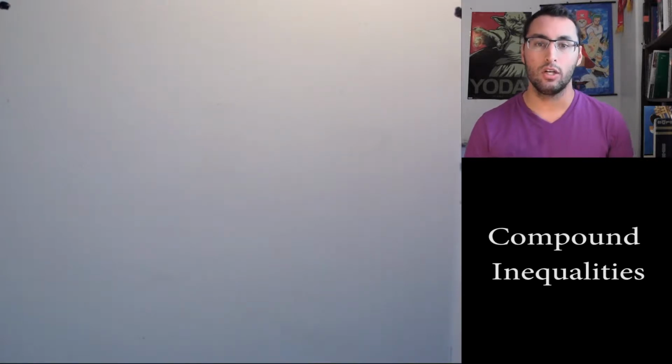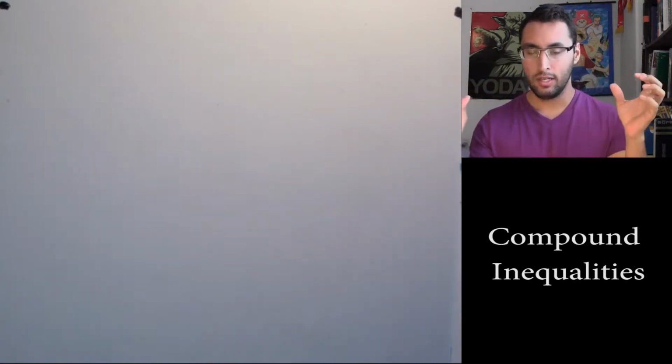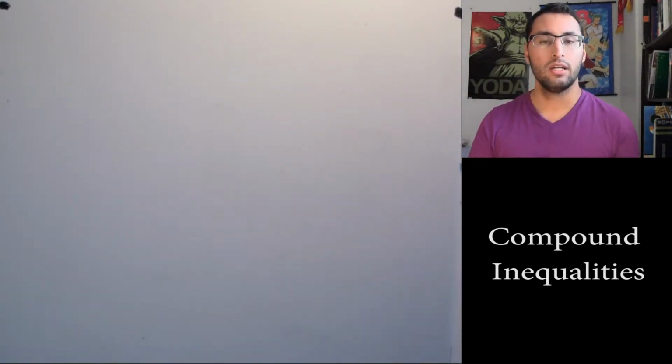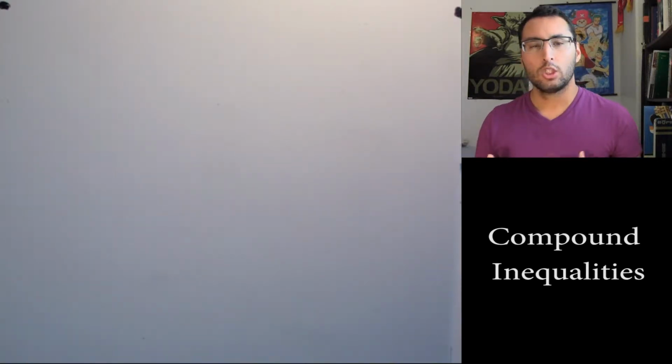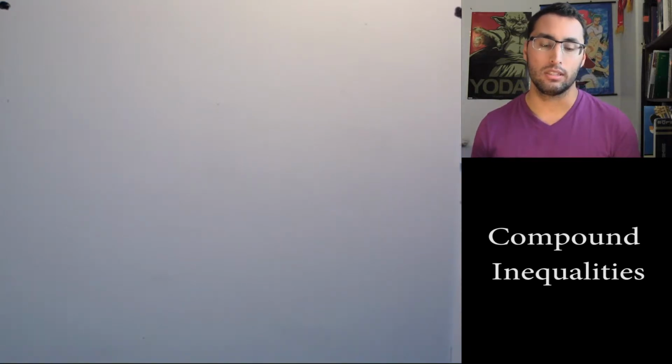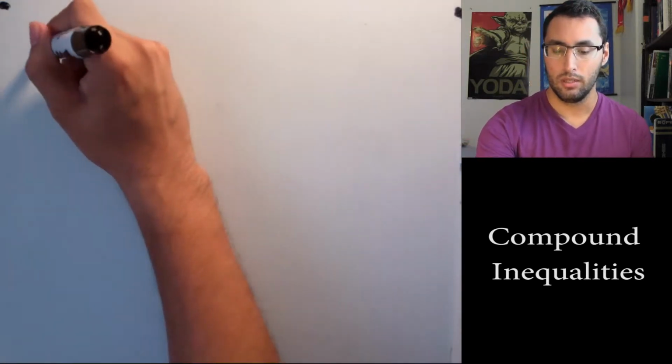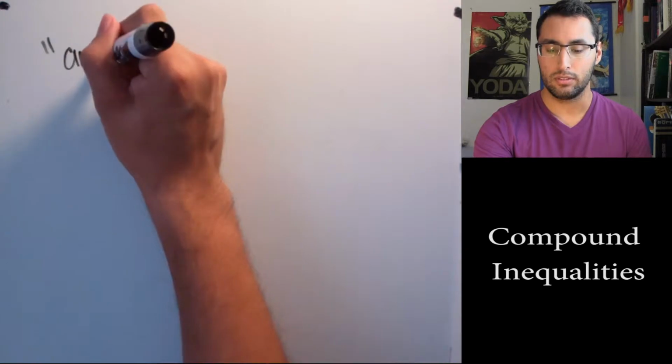Okay, so we talked about solving inequalities. All solving compound inequalities are is just me taking two inequalities, putting them together. Compound inequalities are usually joined by either the word and or the word or. So we really need to understand how this looks. I'll give you an example. Let's do the word and first.